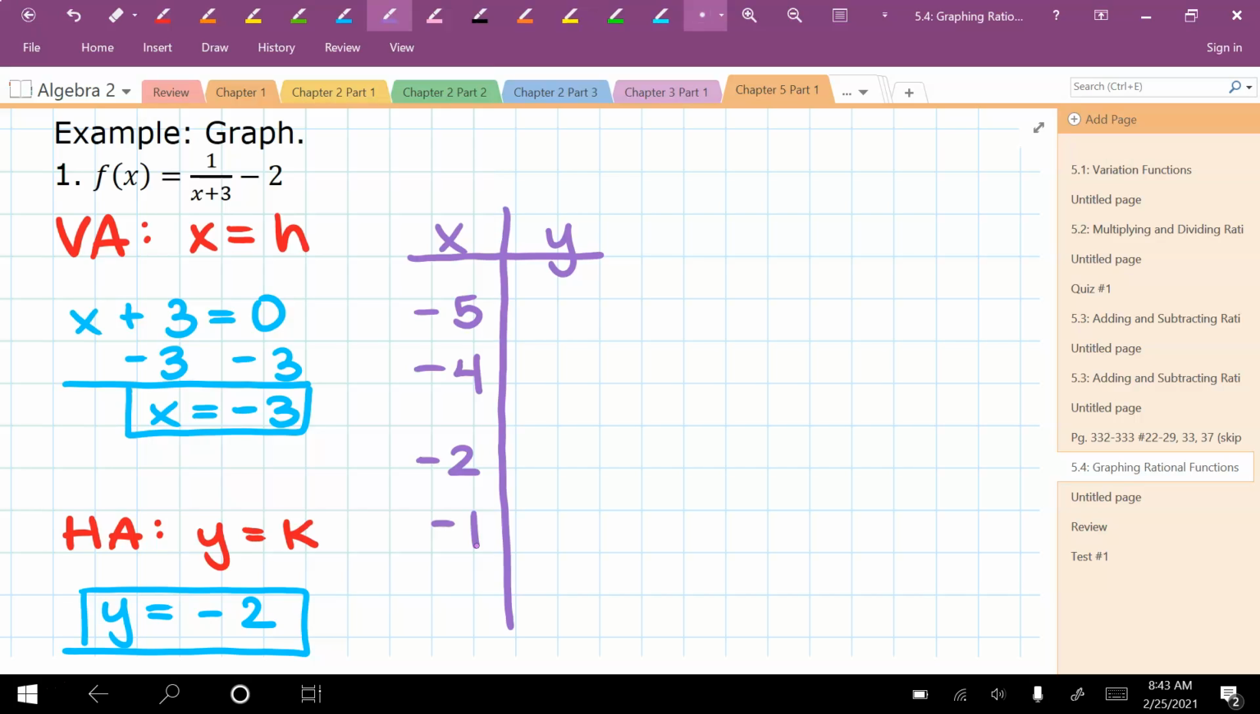So for this first one, if I put in a negative 5, what's negative 5 plus 3? Negative 2. So I have 1 over negative 2. So 1 divided by negative 2 is negative 1/2. And then if I subtract 2, because I have a minus 2 on the outside, I should get negative 2.5.